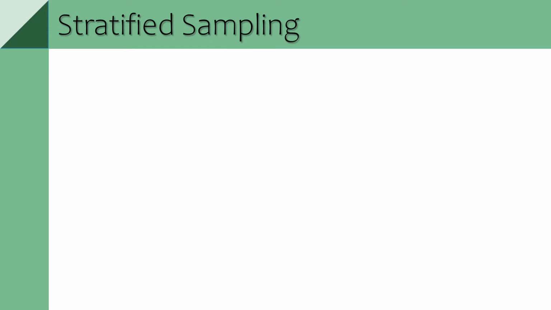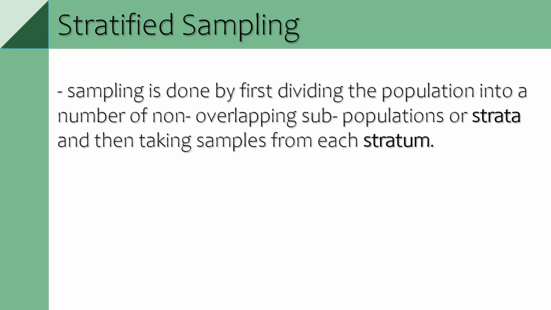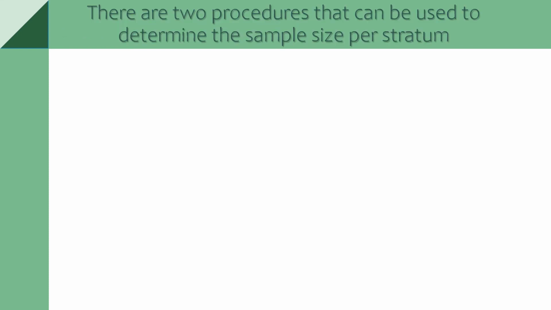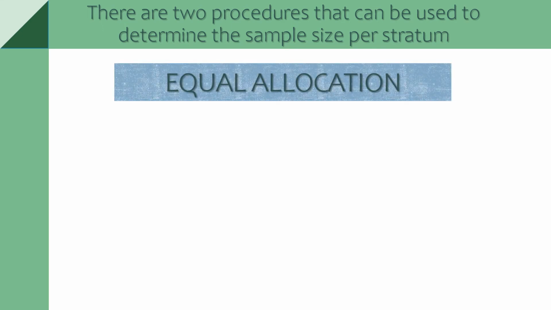Next is the stratified sampling technique. Sampling is done by first dividing the population into a number of non-overlapping subpopulations or strata, and then taking a sample from each stratum. These are new words for you: strata and stratum. To understand, here is our example. There are two procedures that can be used to determine the sample size per stratum. Number one is equal allocation.